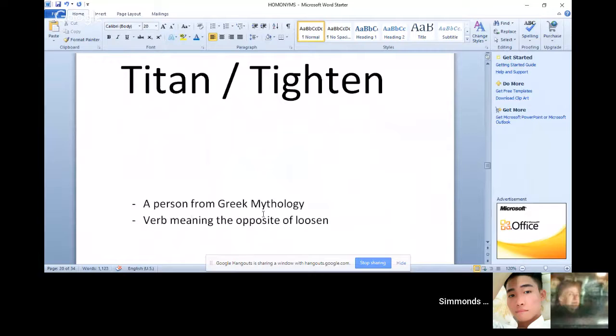So a person from Greek mythology is Titan, King Titan. And then the other is a verb meaning the opposite of loosen. So to tighten something. He tightened the door handle, for example. You know, when you open the door, it's that part.